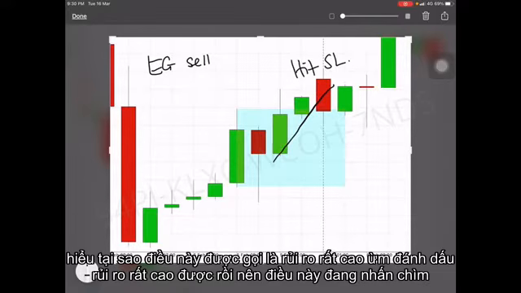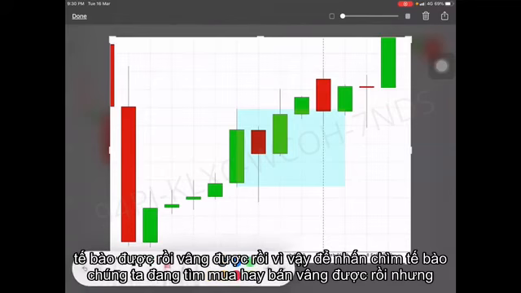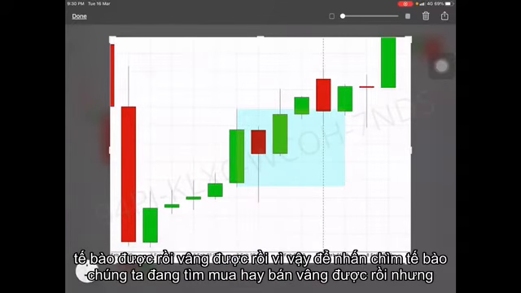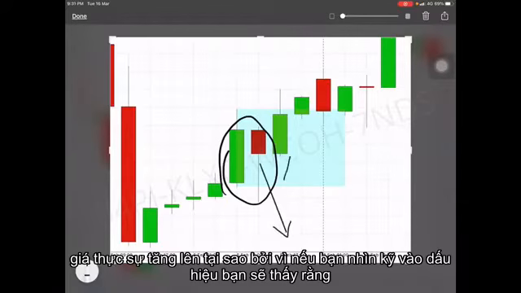Can you repeat one more time? Okay, so this is engulfing sell, right? So for engulfing sell, are we looking for buy or sell? Sell. But look at what happened right here. The price did not go down. So the price actually went up.